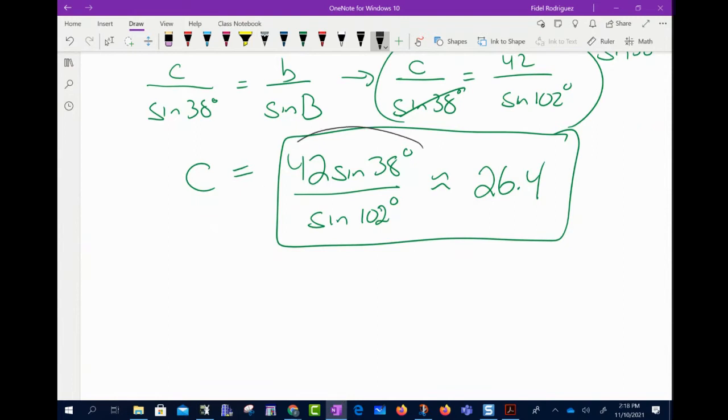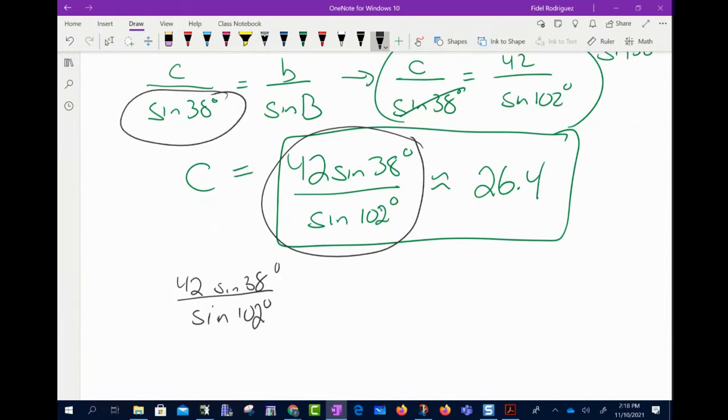Okay, so if you were to write this number right here, and then divided by sine 38. So this is 42 sine 38 divided by the sine of 102. And you want to divide it by the sine of 38 degrees. That's going to give you 42.98.